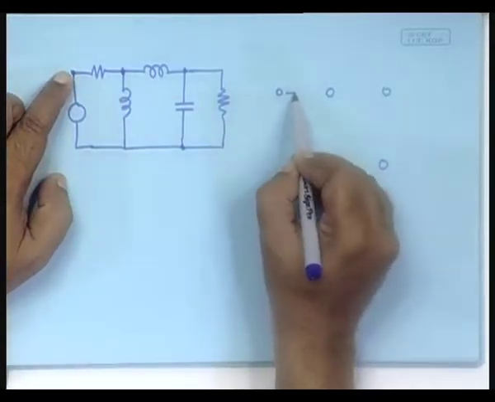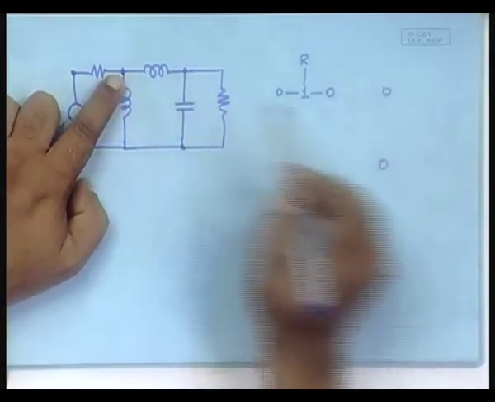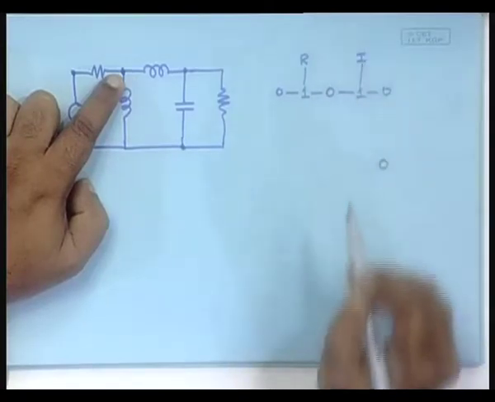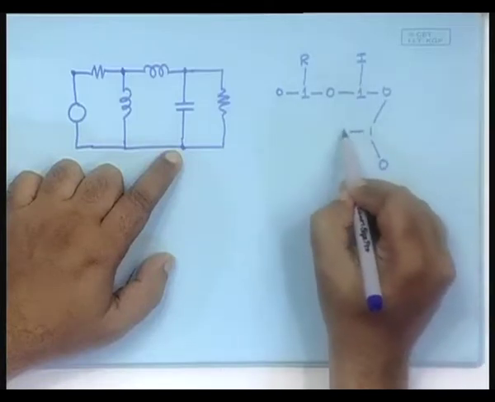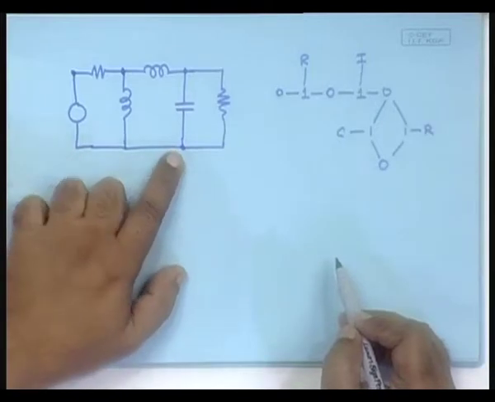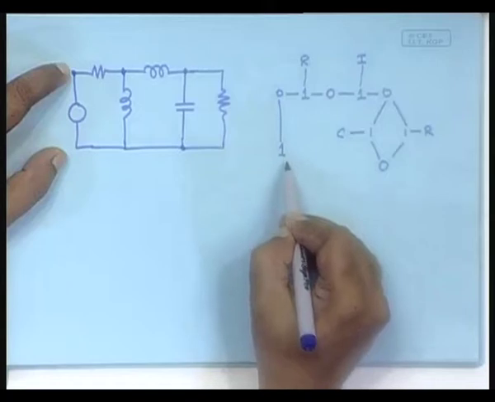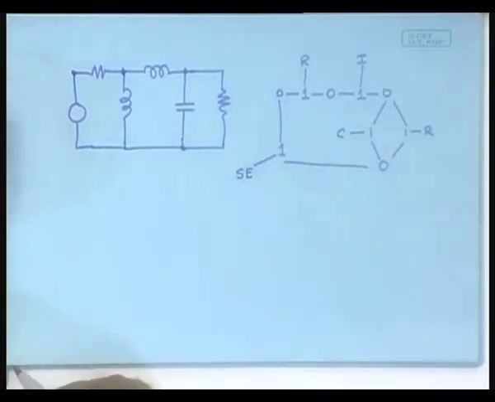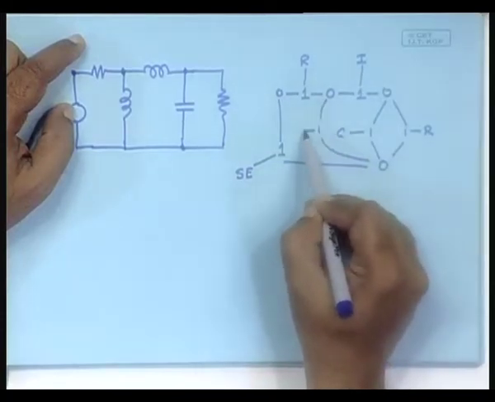Between these two there must be a 1 junction and a resistance connected to it. Between these two there must be a 1 junction with an inductance connected to it. Between these two there should be a 1 junction connecting a C and there will be another 1 junction connecting an R. Clear. Between this and that you have a 1 junction connecting an SE. Have you connected everything? One more inductance. Yes. Between this point and this point, a 1 junction connected with the inductance.